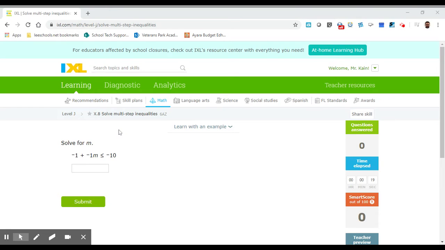Okay, if you're here, it means you've gotten yourself through one step and then two step. And then this one is called multi-step. So we're solving multi-step inequalities. This is the code 6AV, 6AZ on your 8th grade IXL.